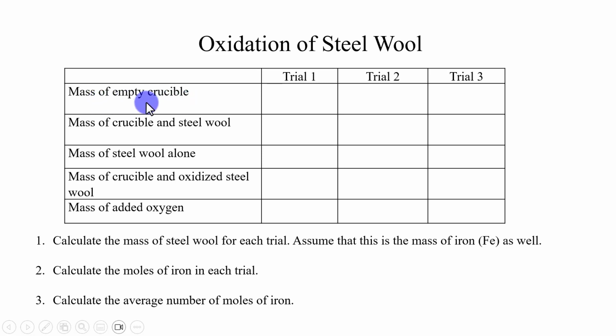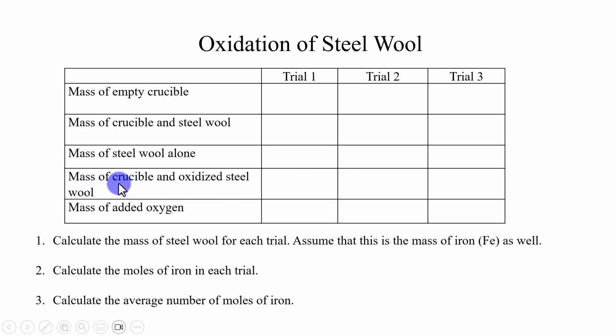There's only one mass for the empty crucible because this is the same for all 3 trials, and therefore there's only one picture, so go ahead and put it for all 3. Then there's going to be 3 different pictures for different trials of crucible plus steel wool, and enter those values in the second row here. And then to figure out the mass of steel wool alone, you have the crucible plus steel wool, and you have the mass of the empty crucible, so do the subtraction of both to get that.